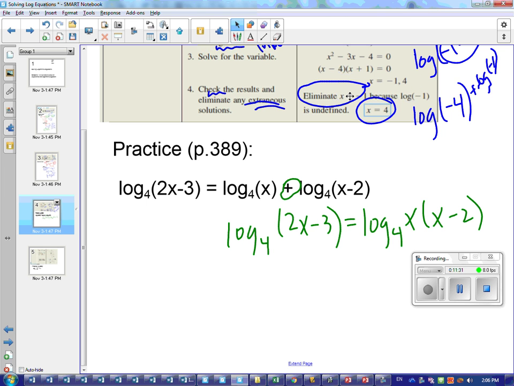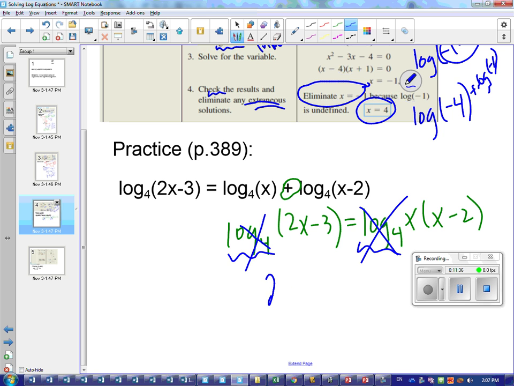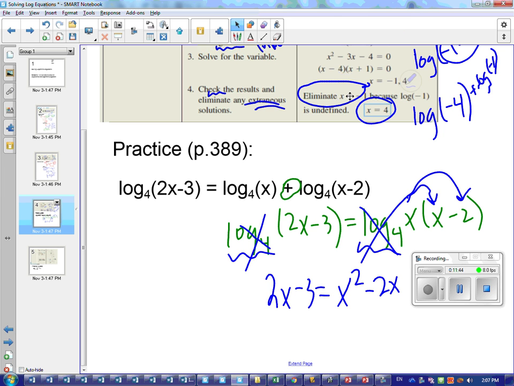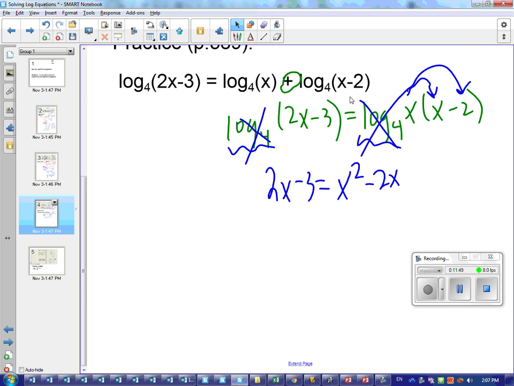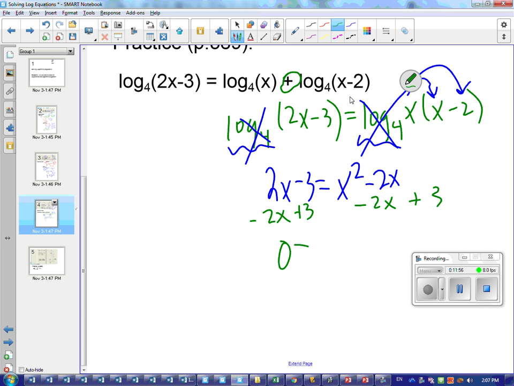And now that I have a log base 4 on both sides, I can just cancel it out from both sides. So 2x minus 3 equals x times x minus 2. I'm going to save myself a step here and distribute. So I see this thing is quadratic, so I'm going to go ahead and set it equal to 0. Now I can factor. I'm looking for two values that multiply to 3, add to -4. So that would be -3 and -1.